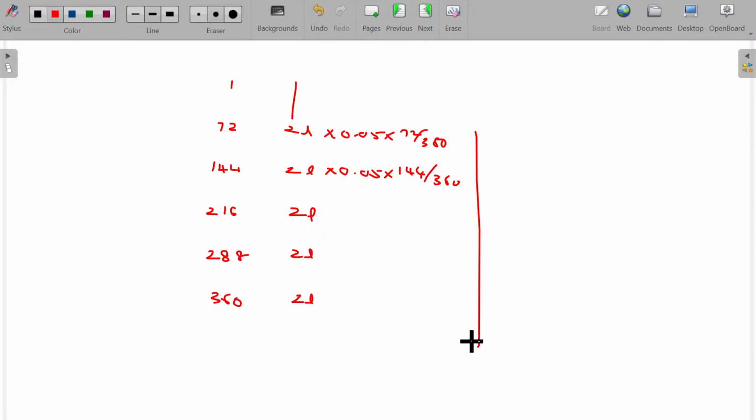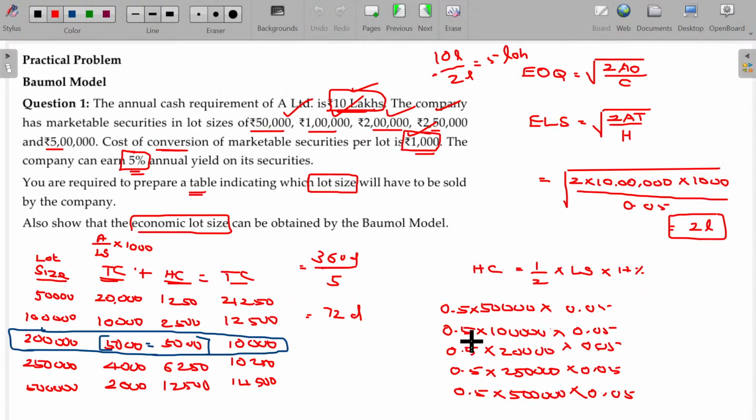Rather than keeping that deposited in the FD or marketable securities, if I'm keeping that in my current account, I get nothing. So I'm making the benefit out of it. I'm doing it this way. So what is the lot size I have to have? 2 lakhs lot size. It's not 50,000 or 1 lakh or any other lot size. This may be the optimum one, similar to the EOQ here. Clear? Shall I move on to the next one?